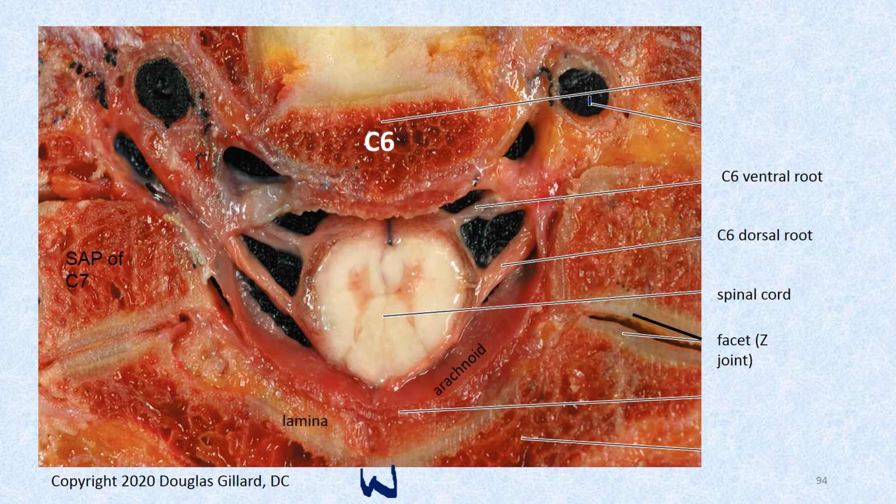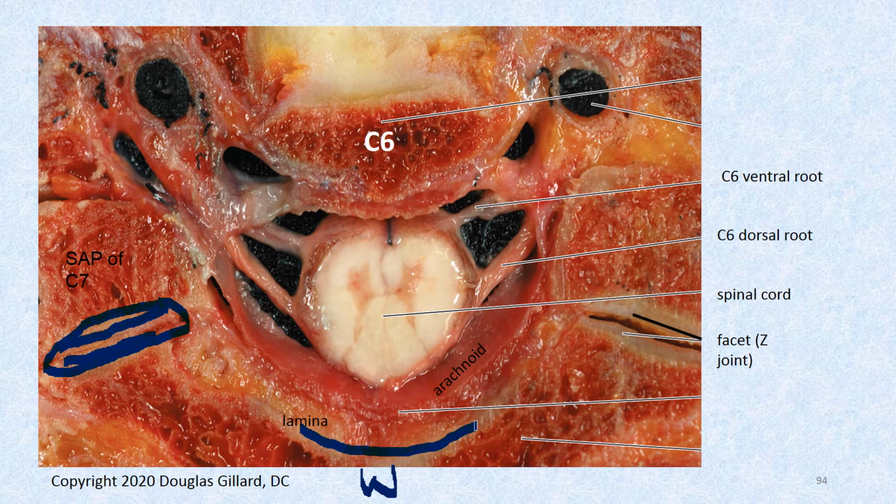You can see the transverse foramen for the vertebral arteries quite nicely. If this is C6, there's the superior articular process of C7. There's the articular cartilage. There's the facets of the superior articular process. There's the facet of the inferior articular process. This is the zygapophyseal joint, right? That's what we do. We adjust these joints. So that's pretty cool. What else can we see?